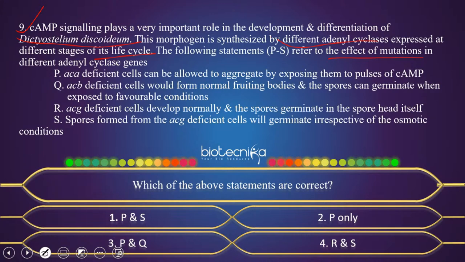So, there are three adenylate cyclases in Dictyostelium discoideum. I hope you know that it is unicellular initially, but later the cells culminate together to form a multicellular organism. Initially they are in the form of a slug and later they form a fruiting body, with a stalk and spores from which individual organisms again come. Now, spore formation is one thing, and spore maturation and germination is another. So, ACA, ACB, ACG: when they are developed, what their function is, based on that, is the question.